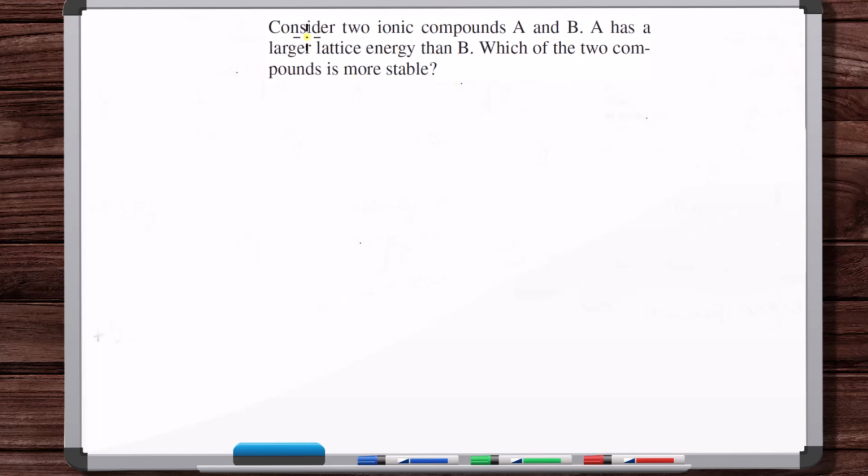Okay. Consider 2 ionic compounds A and B. A has a larger lattice energy than B. Which of the 2 compounds is more stable? Okay, well, you can think about this intuitively. Since A has a larger lattice energy than B, it's going to take more energy, which you can think about as heat in a constant pressure process, more energy to break it up into gaseous ions because it's more stable. If it's more stable, it's going to be harder to break it up. It's going to take more energy. So A is more stable than B.